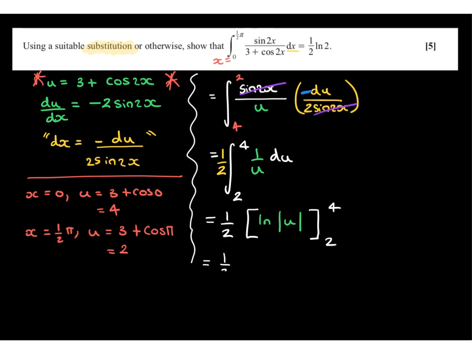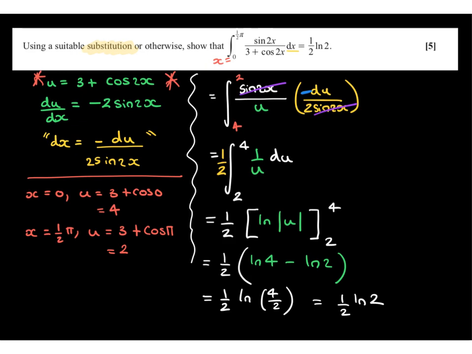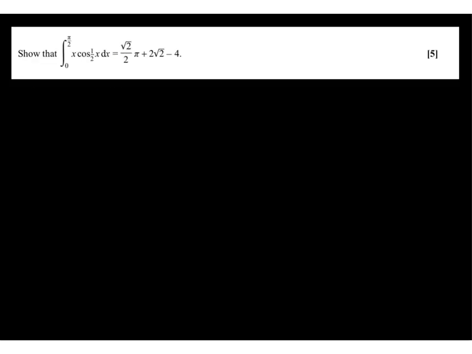So this then gives me a half ln 4 subtract ln 2, and ln 4 subtract ln 2 is the same as ln 4 over 2 using our logarithm rules, so that is a half ln 2, which is the expected result. So let's take a look at this integral here.